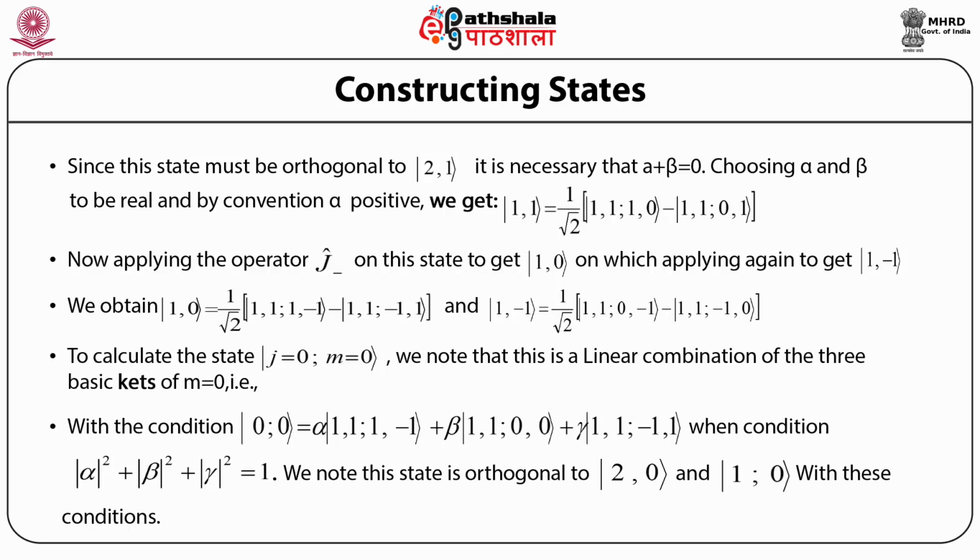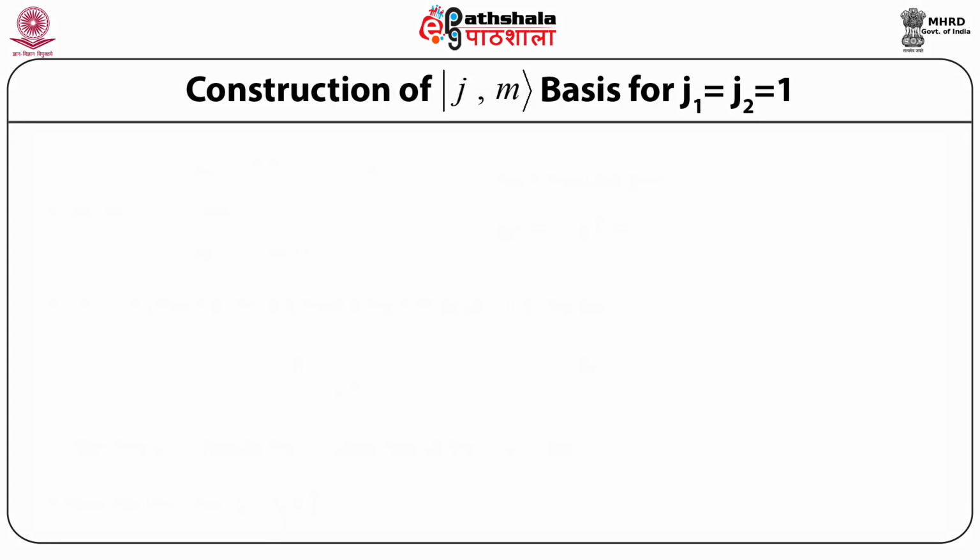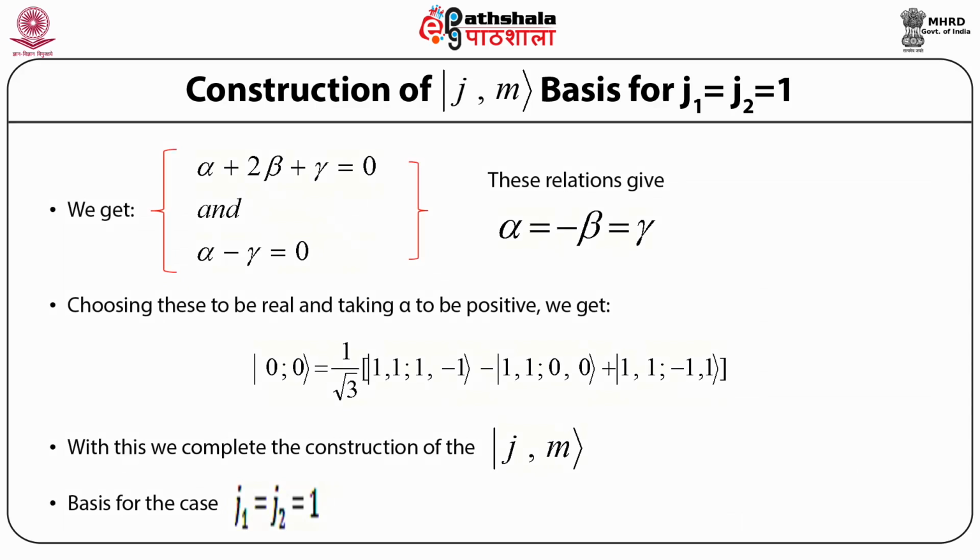We note that this state is orthogonal to the ket vector |2,0>, as well as the ket vector |1,0>. Construction of the state JM basis for J1 equal to J2 equal to 1. So now when we put the conditions that the square of the modulus of alpha plus the square of the modulus of beta plus the square of the modulus of gamma is equal to 1, and we note that the state |0,0> is orthogonal to the states |2,0> and |1,0>.